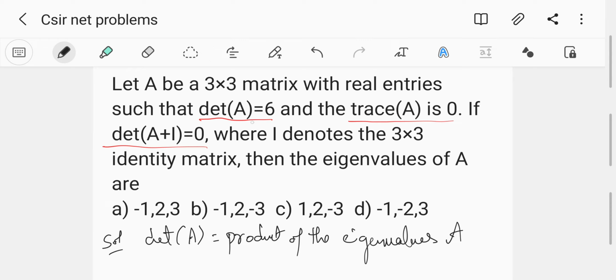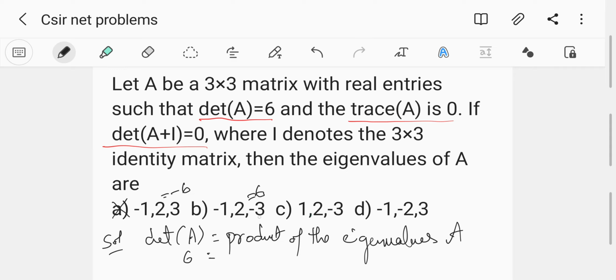So product of the eigenvalues of A gives the determinant of A. Here in our question, we have determinant of A to be 6. Let us multiply the eigenvalues and check which of the following options gives the determinant as 6. Option 1, minus 1 into 2 into 3, we get minus 6. So option A is not correct. What about option B? 2 into minus 1 into minus 3. Yes, we get 6.